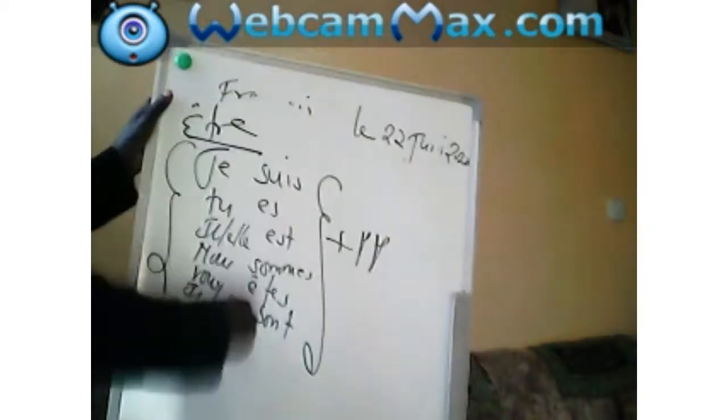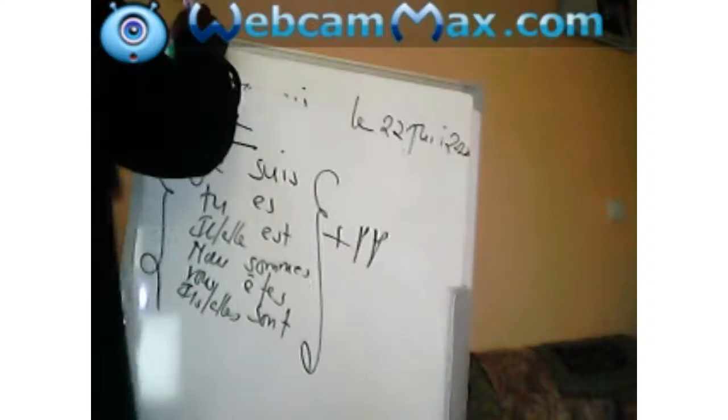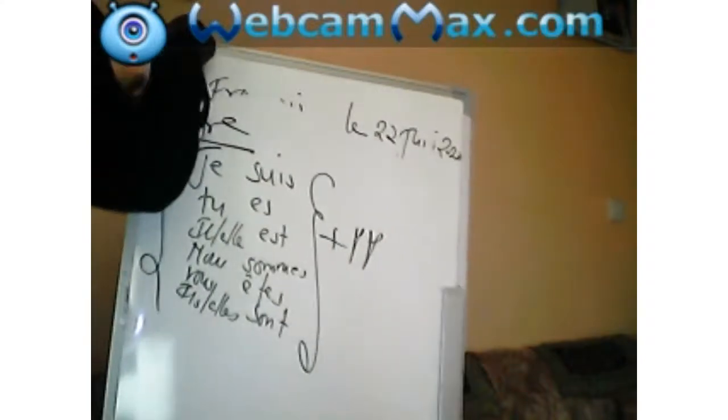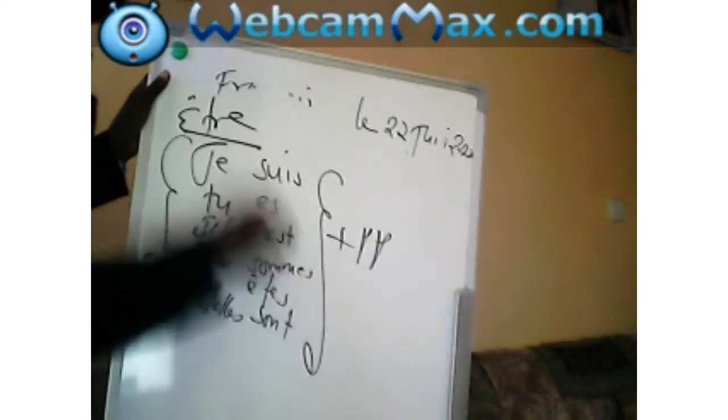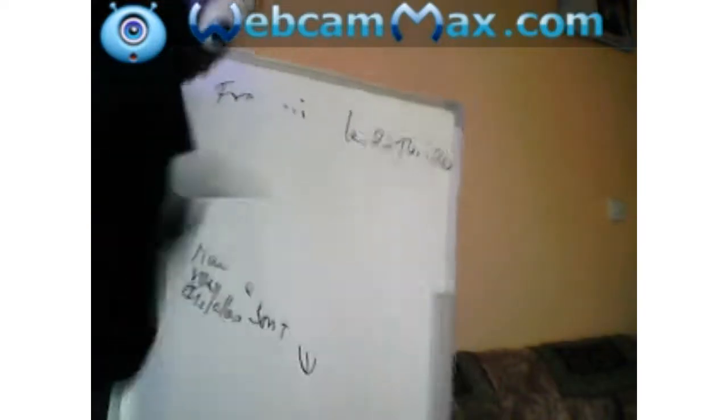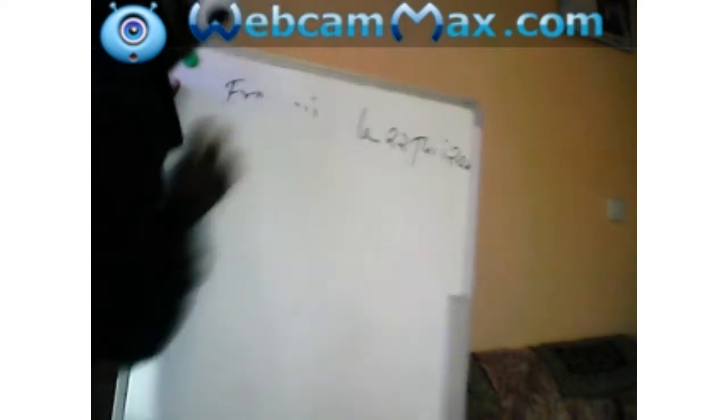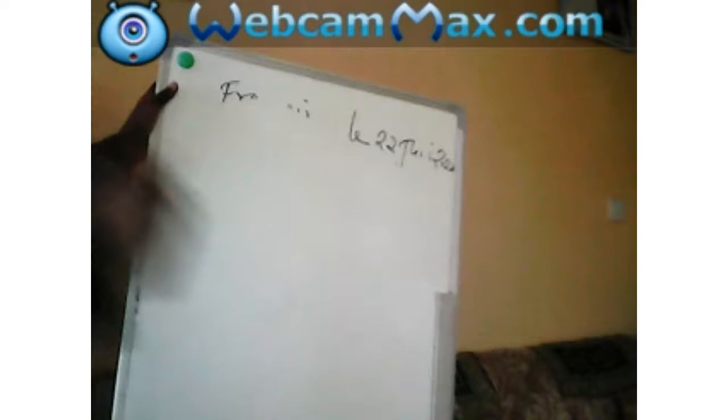Now, once you conjugate this verb, now I'm going to clear my board. Remember, we have conjugated the verb to be. Now, the verbs which take the verb to be. Kindly note what I'm saying. I'm going to dictate this. I'm not going to write it. Please, kindly.